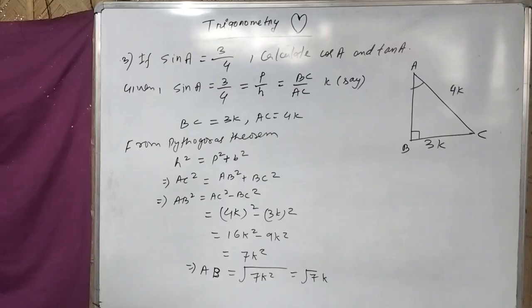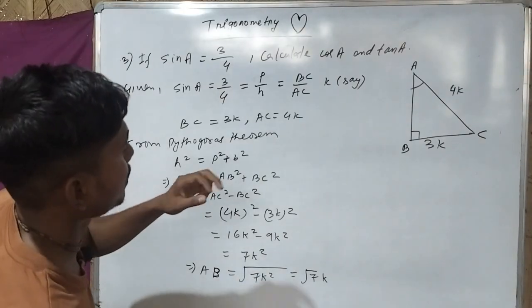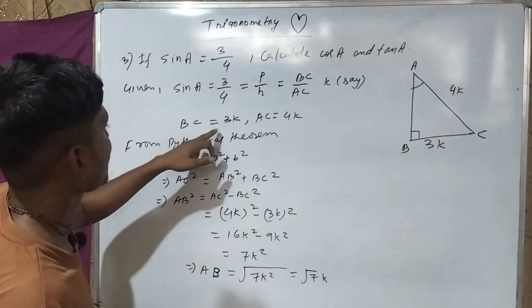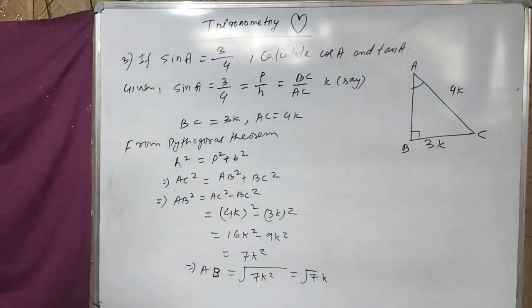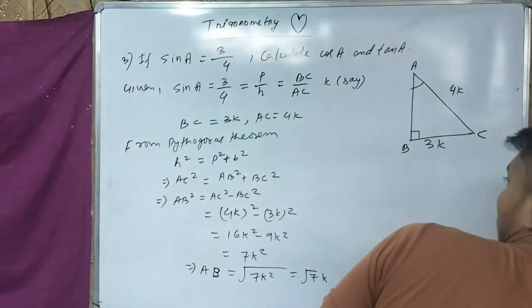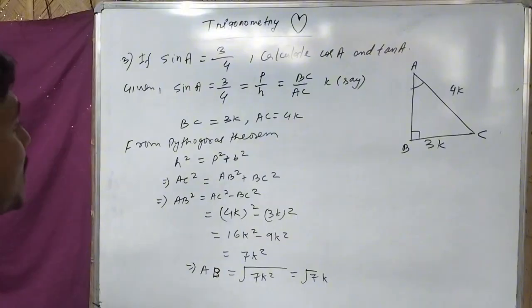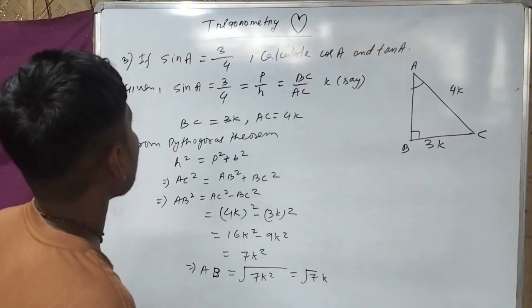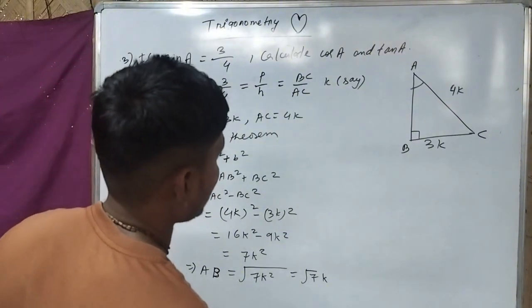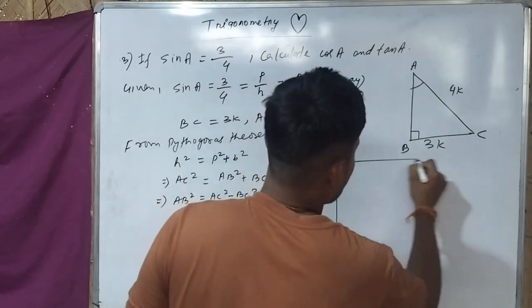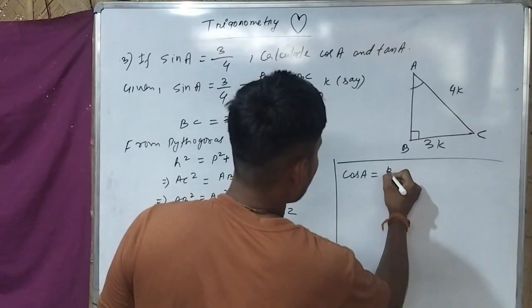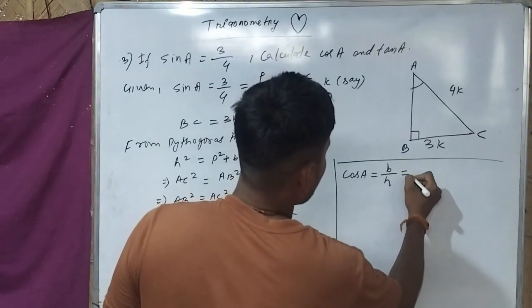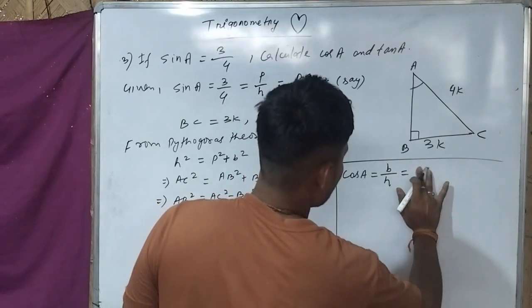Sin A is 3 by 4, calculate cos A and tan A. So BC is 3 and AC will be 4. Okay, so 16 minus 9 is always 7. Okay, it is correct. Now I am going to find what? Now from here you can find cos A. So cos A with respect to angle A: cos means base by hypotenuse. So what is the base? AB. How much do we get?